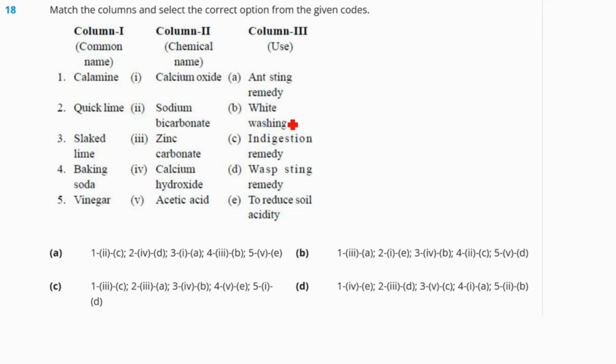NaHCO3, and it can be used as an indigestion remedy. And vinegar. Vinegar is acidic in nature. So vinegar is acetic acid, and acetic acid is used in the wasp sting remedy. So our correct answer is option number B.